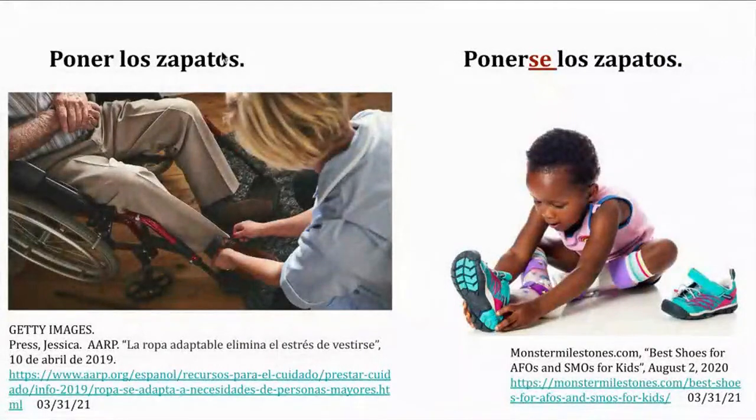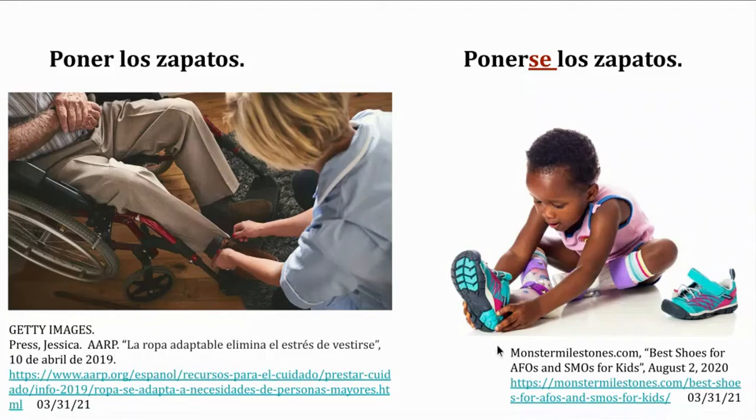For example, in the picture here on the left, there is a lady helping an elderly person putting his shoes on. Entonces, en español, we say poner los zapatos, meaning that someone is performing an action for somebody else.